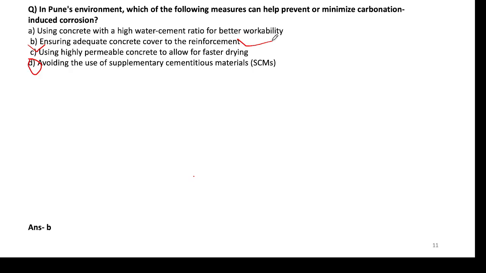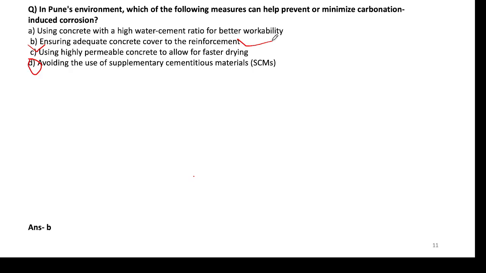Yes, that is also true, because the use of SCMs reduces the calcium hydroxide content in the concrete, which leads to increasing the carbonation rate of the system. Hence, if we reduce the use of supplementary cementitious material, we can avoid the carbonation-induced corrosion, or we can have a higher corrosion initiation time. However, if there is no adequate concrete cover, then whether you use or don't use supplementary cementitious material, the carbonation-induced corrosion can happen.